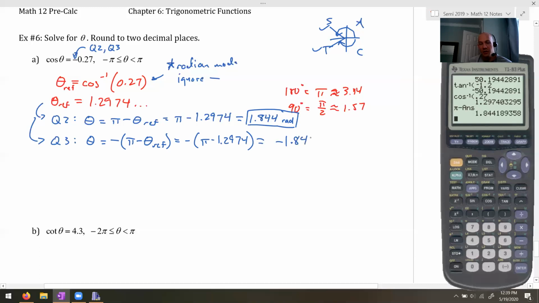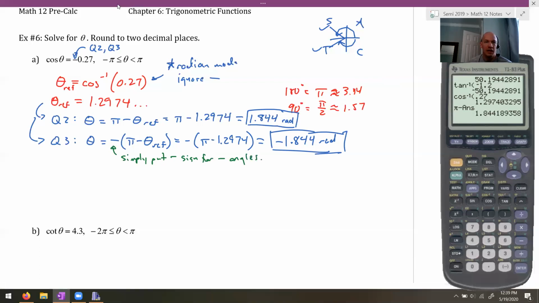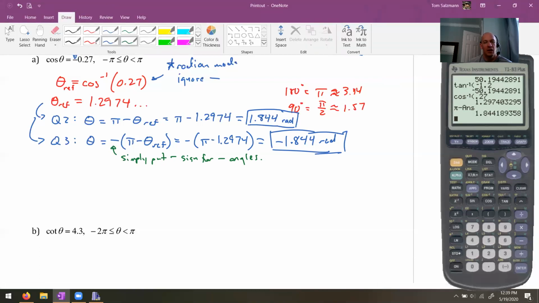As I've mentioned a few times, I'm not a big fan of memorizing formulas. I'm a big fan of thinking about things, and I can see that there's some symmetry here. So I'll write a tiny little note here. We can simply put a minus sign for negative angles. But again, you should definitely think about why that is instead of just listening.